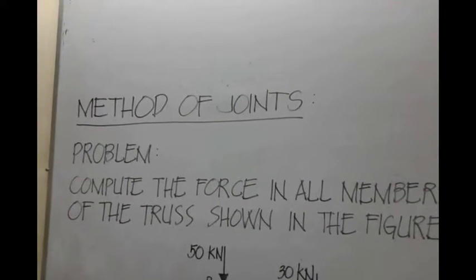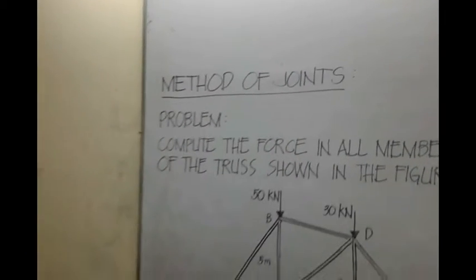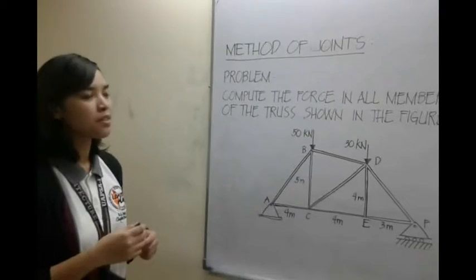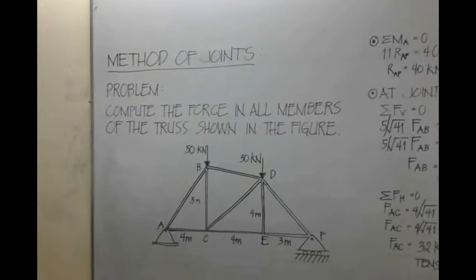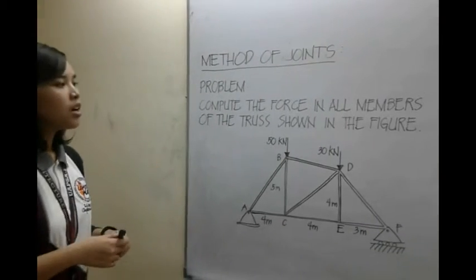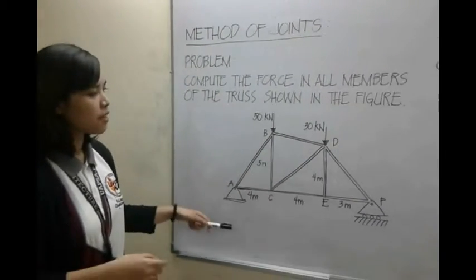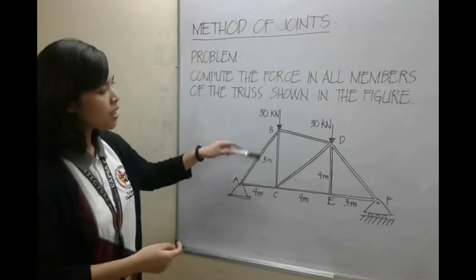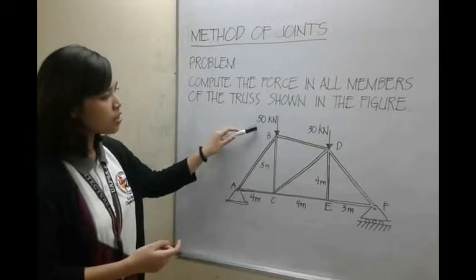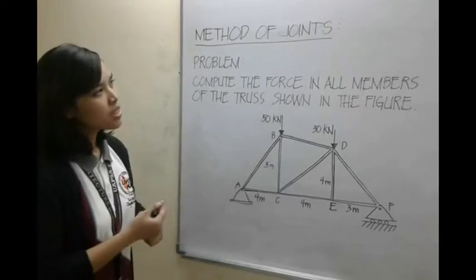We are here to discuss a topic from cross analysis, which is the method of joints. The problem given is to compute the force in all members of the truss shown in the figure. As you can see, here is the figure given. There are vertical forces acting upon the figure, which are 50 kilonewton and 30 kilonewton.